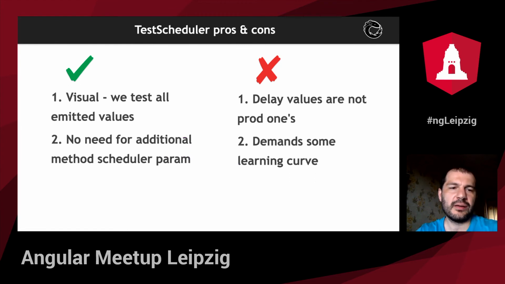Let's wrap up. This testing method has such benefits. It is visual. We can make a visual test where all emitted values are checked. And since we reassign the async scheduler delegate property, there is no need for an additional scheduler param in the tested code. And it has drawbacks. Delay values are not production ones. This is because the default marble frame length is 10 milliseconds only. We can increase the marble frame length, but it is not convenient and doesn't allow us to emulate exact production behavior.